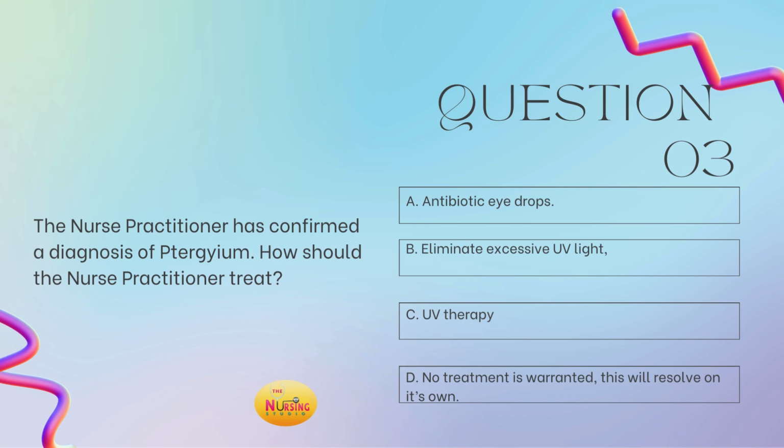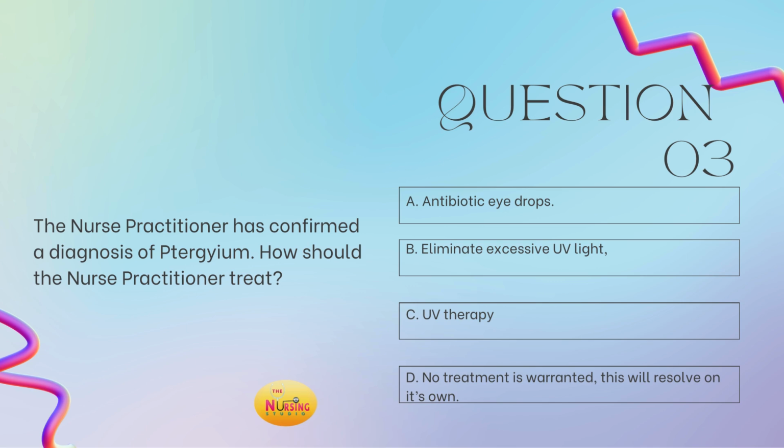All right, and question number 3 for today. The nurse practitioner has confirmed a diagnosis of pterygium. How should the nurse practitioner treat? Is it A, antibiotic eye drops, B, eliminate excessive UV light, C, UV therapy, or D, no treatment is warranted, this will resolve on its own? Take a moment and tell me what you got in the comments, you guys.